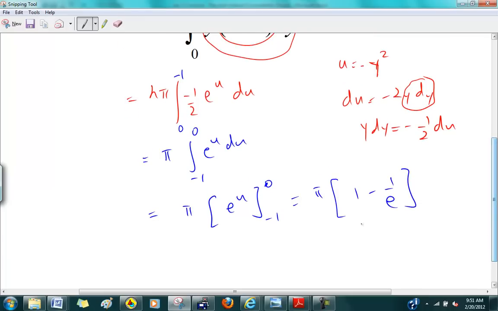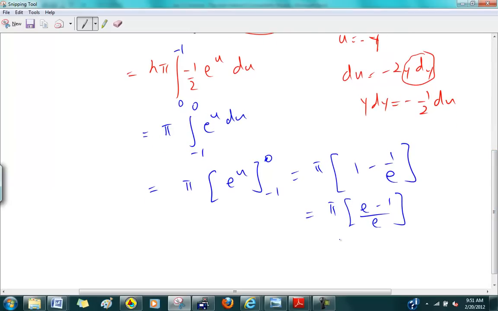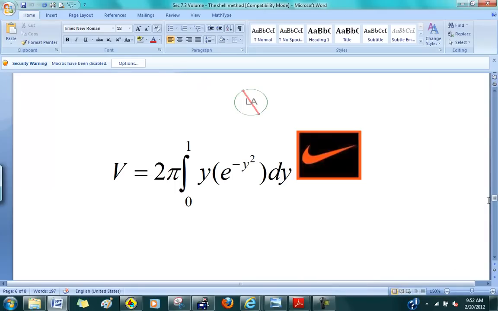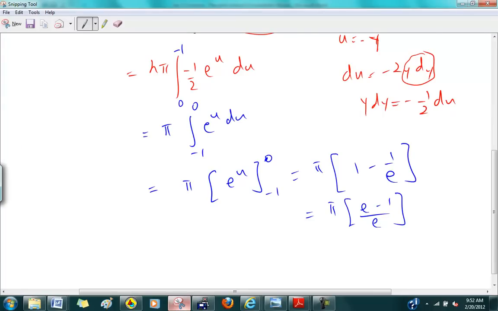And so your final answer, depending on how you want to write it, you can write it like this, or you can give me a decimal answer for that. Give me a decimal, plug and chug. I'm going to pause here and make sure that this answer is correct. Right, so that answer was indeed right. The answer is pi times 1 minus 1 over e.